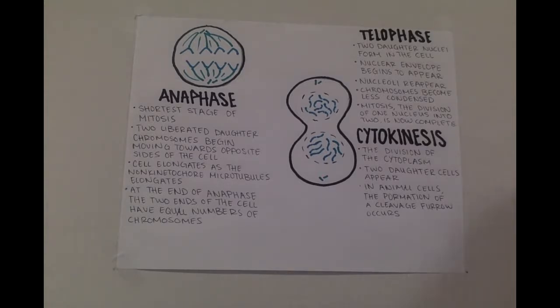After anaphase comes telophase. Telophase is when the two daughter nuclei form in the cell. The nuclear envelope begins to appear, and the nuclei reappear. These chromosomes then become less condensed, and in this stage of mitosis, the division of one nucleus into two is now complete. After this comes cytokinesis. Cytokinesis is the division of the cytoplasm, and this is when the two daughter cells appear. In animal cells, the formation of the cleavage furrow occurs.